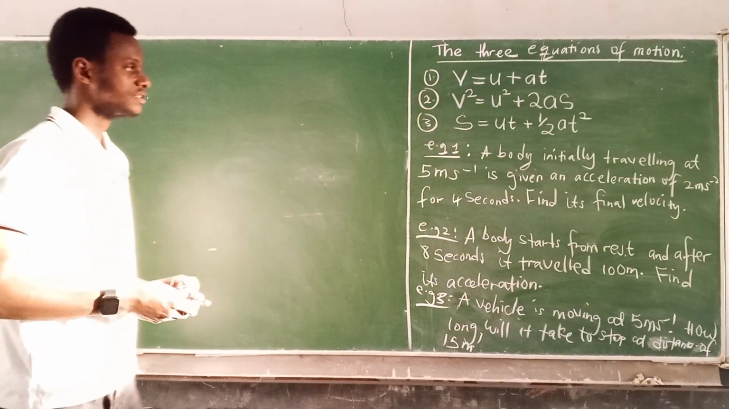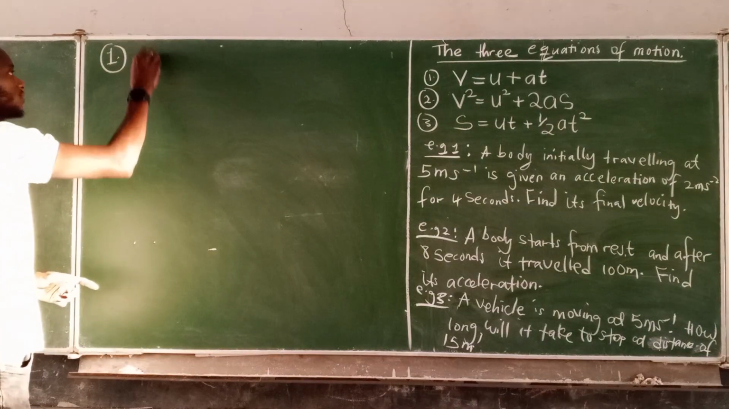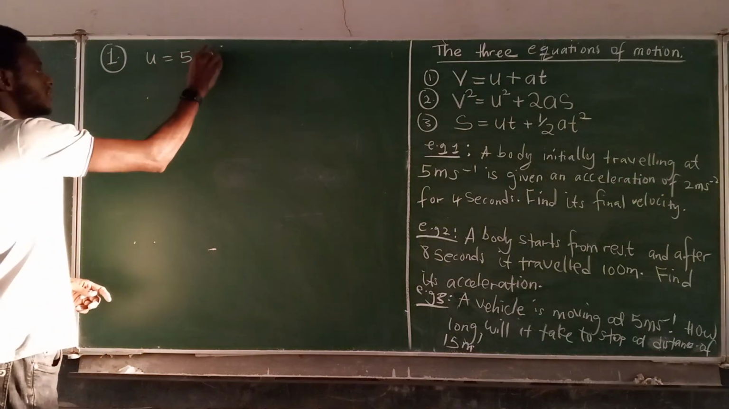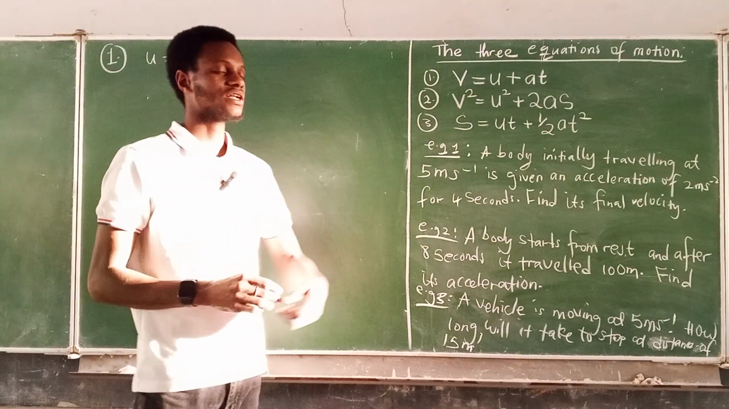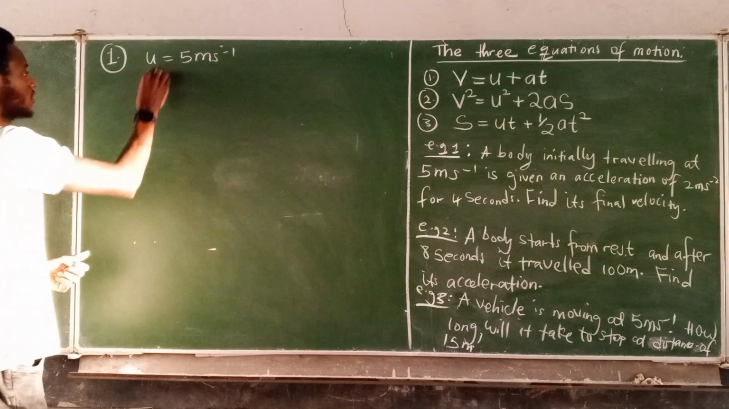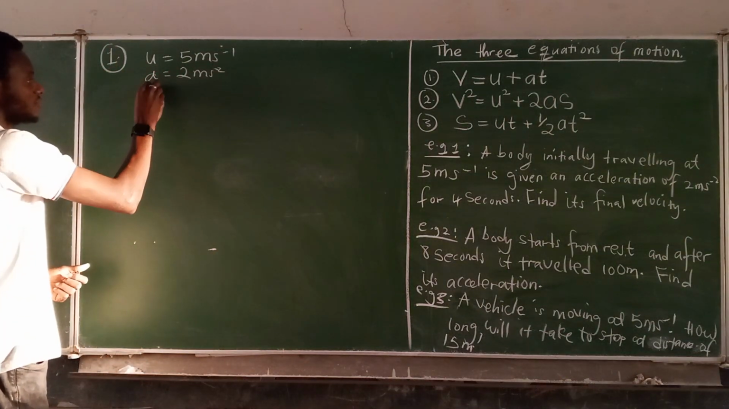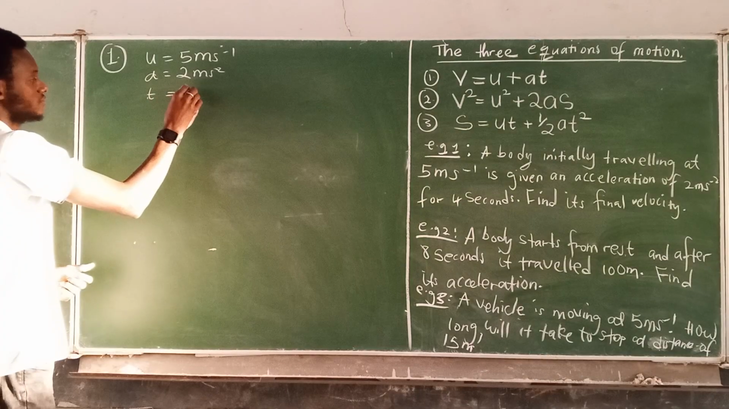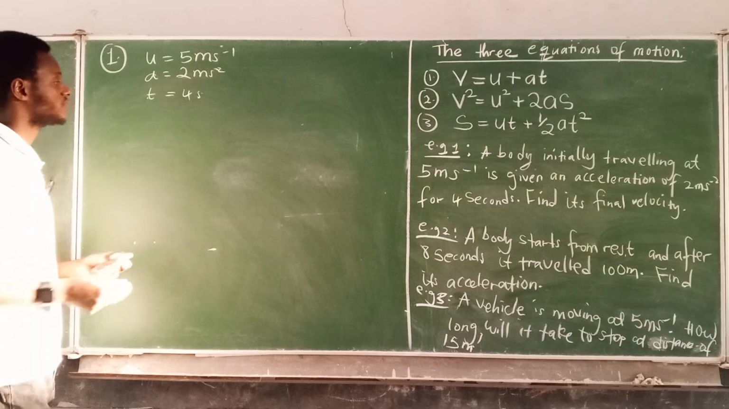Question number one says, a body initially traveling at a velocity, so the initial velocity u is equal to what? 5 meters per second. It's given an acceleration of 2 meters per second squared for 4 seconds. So acceleration is equal to what? 2 meters per second squared, at a time of what? 4 seconds. Find its final velocity. So we have to find the final velocity.